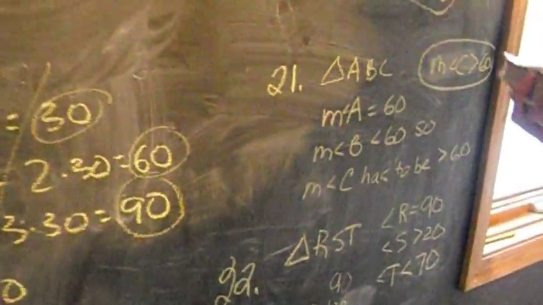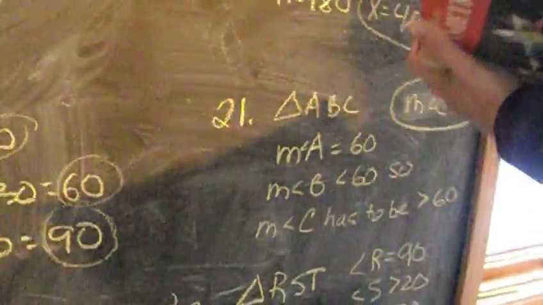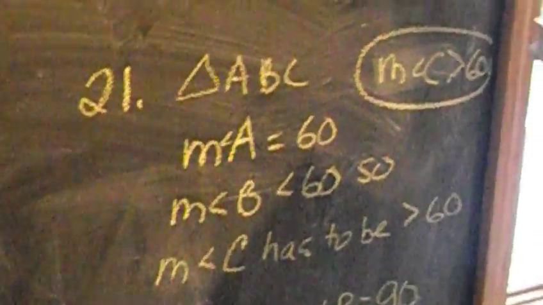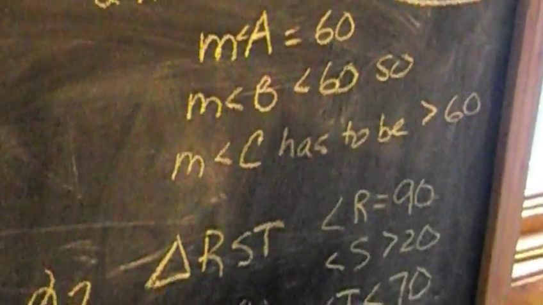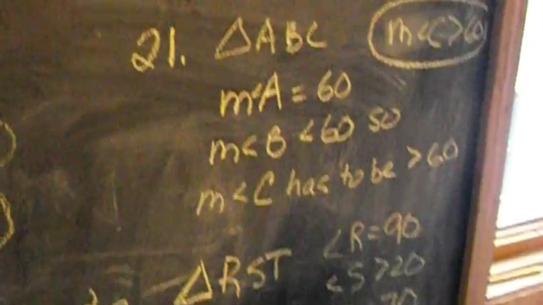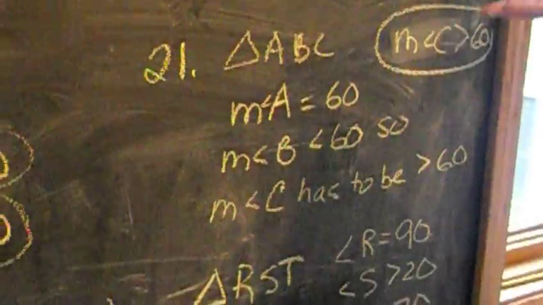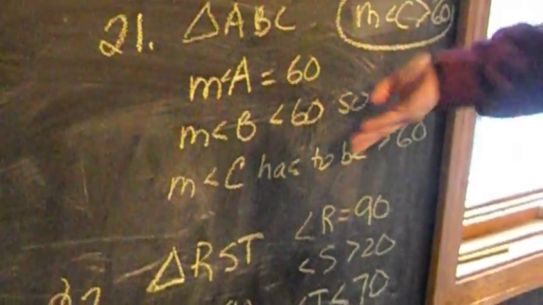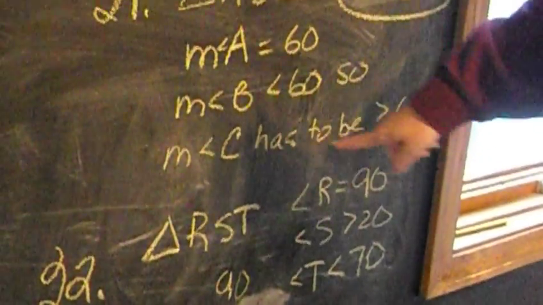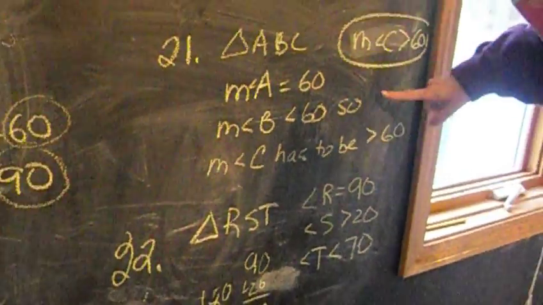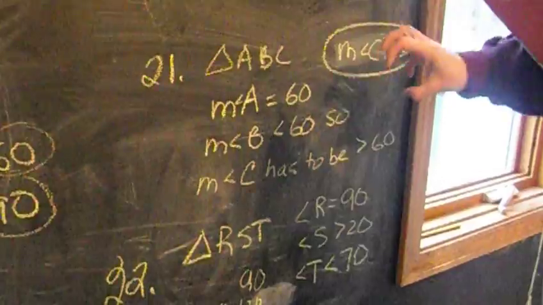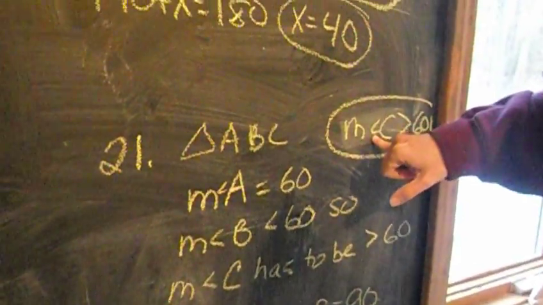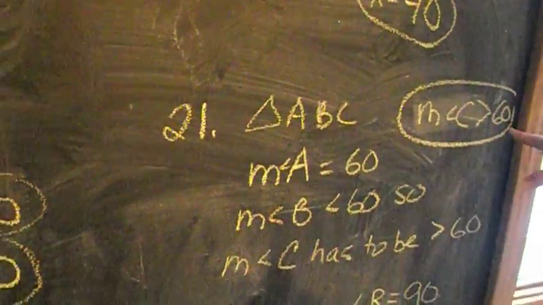Now, number 21 says in triangle ABC, the measure of angle A equals 60. Measure of angle B equals 60. What can you say about the measure of angle C? I'm sorry, B is less than 60. Okay, if we have a triangle and one equals 60 and one is less than 60, it has to equal 180. So the measure of angle C has to be greater than 60. That's the answer. Because it has to equal 180. So if that's less than 60, that's got to be greater than 60. That's all we know. Measure of angle C is greater than 60.